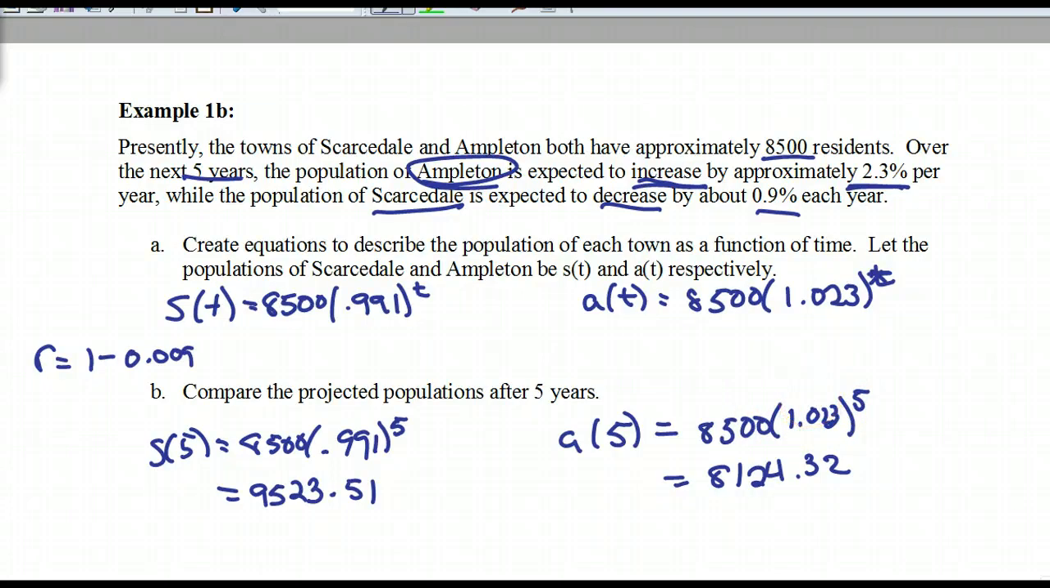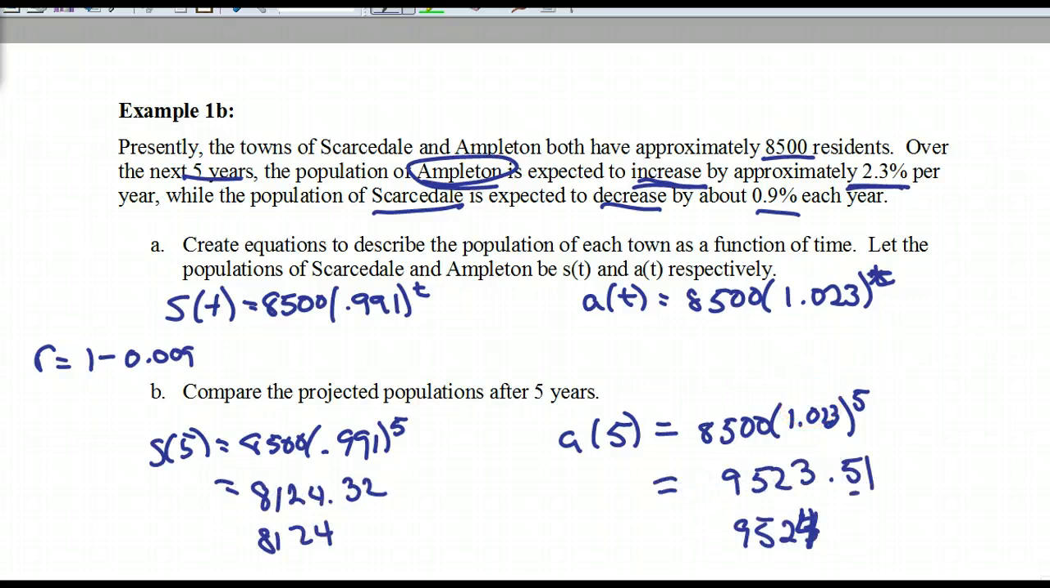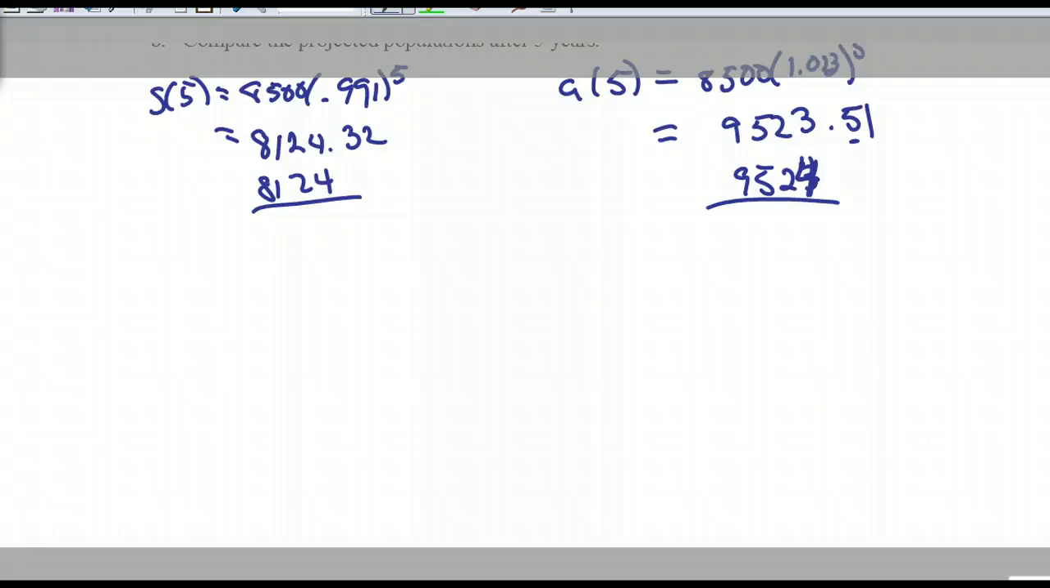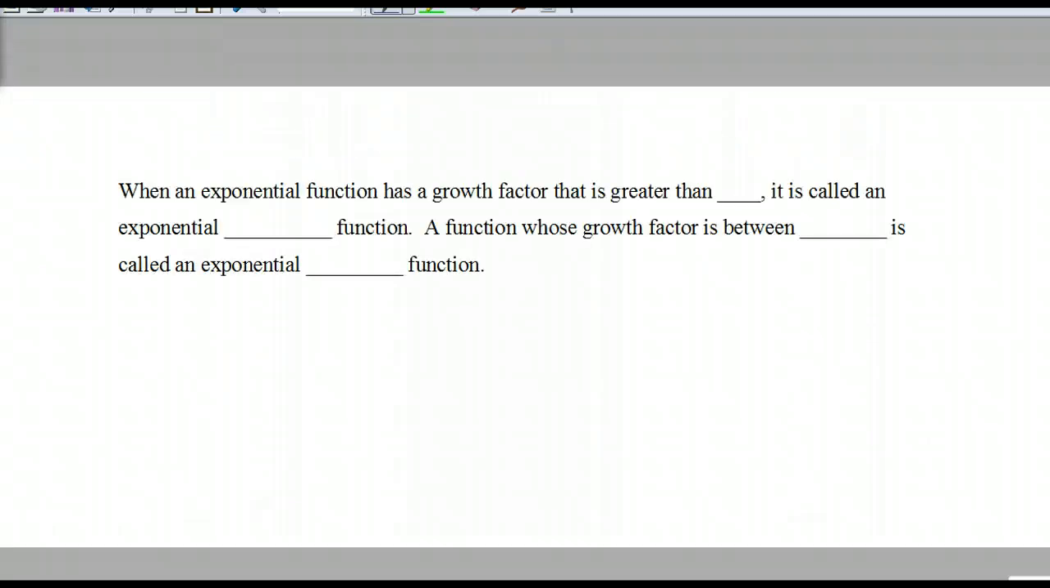There you go. Okay, so after corrections are made, this is what it should be. Okay? So, next thing I wanted to talk about is this.